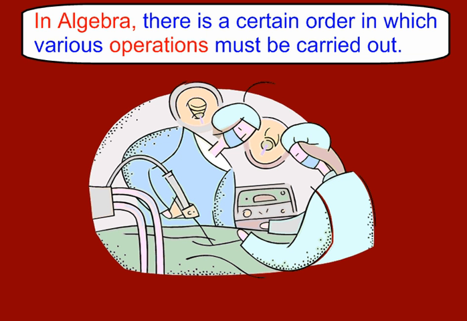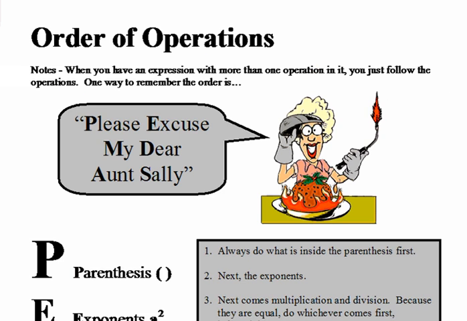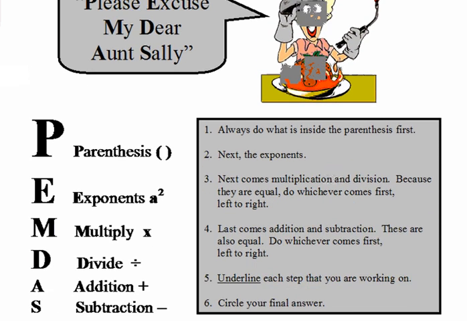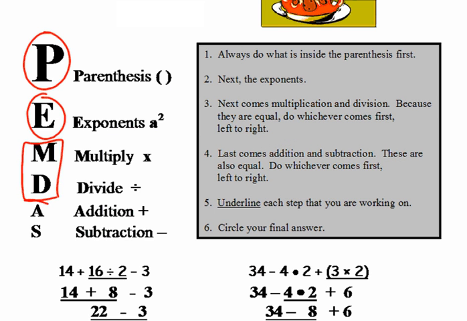So as I mentioned, in algebra, there's a certain order in which you carry out the various operations. And the way that you can remember that, there's a little mnemonic device called PEMDAS. And PEMDAS stands for parentheses. You always do parentheses first. Exponents, multiplication and division, and addition and subtraction. Now the multiplication and division are equals. We'll take a look at that, as well as addition and subtraction.